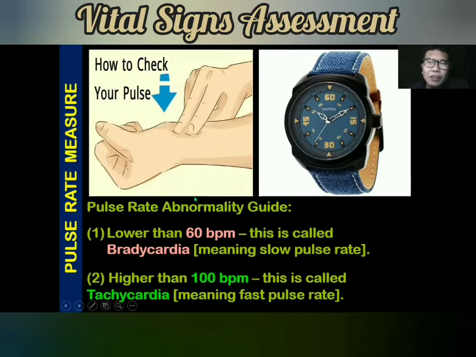When your pulse rate is lower than 60 beats per minute, this is called bradycardia, meaning slow pulse rate. When you can measure a pulse rate higher than 100 beats per minute, this is called tachycardia, meaning very fast pulse rate. Again, 60 to 100 is the normal range of the human pulse rate. So lower than 60 is abnormal, bradycardia. Higher than 100 is also abnormal, that's very fast, that is tachycardia. At least you know the terminology by now.